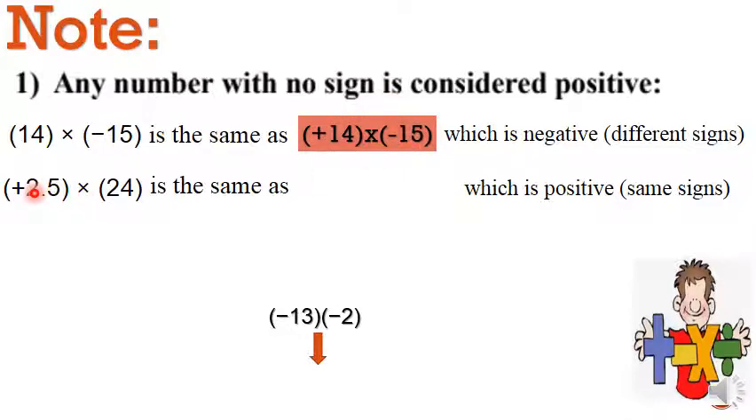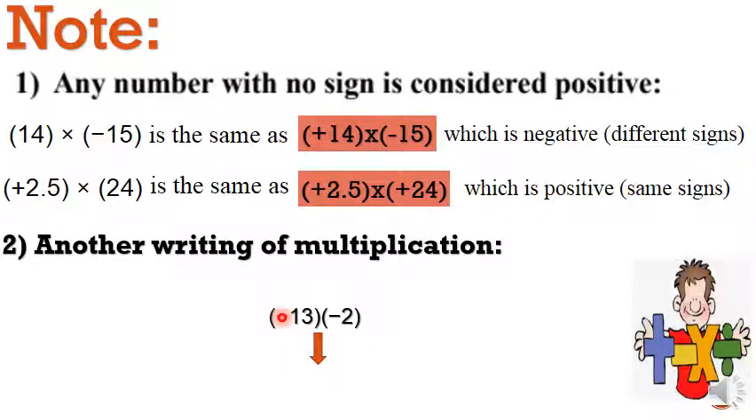Here we have positive 2.5 times 24. What is the sign of 24? 24 is also positive. Any number without a sign is considered as positive number. And we said that if I want to multiply two signed numbers, they have the same sign, so their answer will be positive.